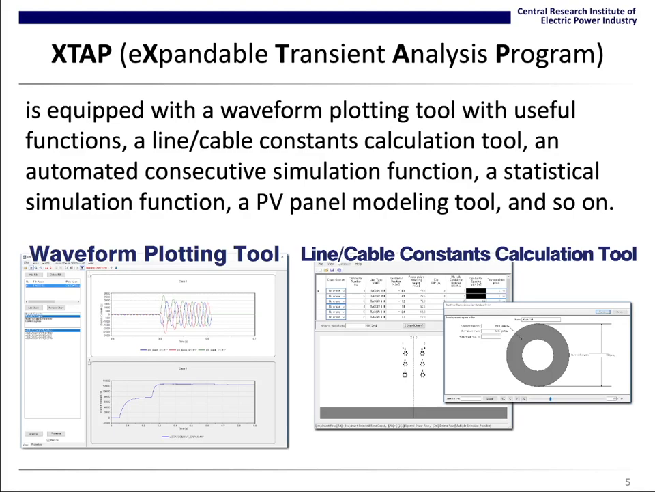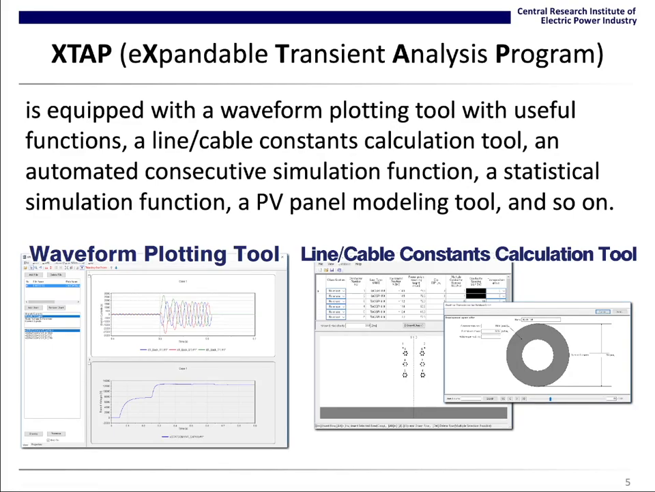XTAP comes with a line cable constants calculation tool called XTLC. XTLC has a database of wires and cables used for transmission and distribution lines. Their dimensions and material constants are already in the database. XTLC calculates line constants of overhead lines and underground cables and is able to produce pi equivalents, constant parameter line models, and frequency-dependent line models.